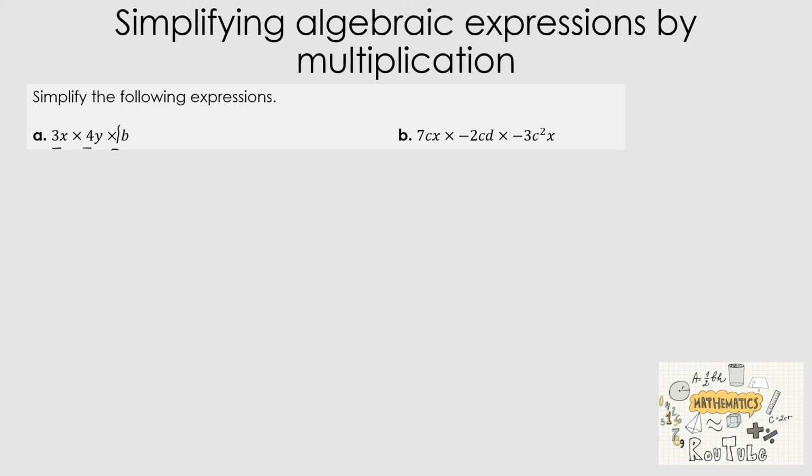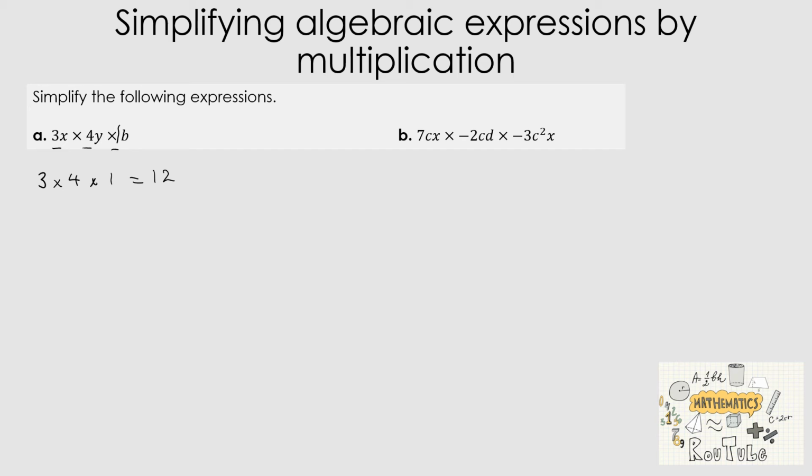Now, if you don't know that the 1's there, that's okay, because multiplying by 1 does nothing to your number anyway. Okay, so let's start by multiplying the coefficients together. So we've got 3 times 4, and I'm just going to multiply the 1 on the end, even though it doesn't matter. 3 times 4 is 12, and then 12 times 1 will give you 12. So the coefficient of our answer should be 12.